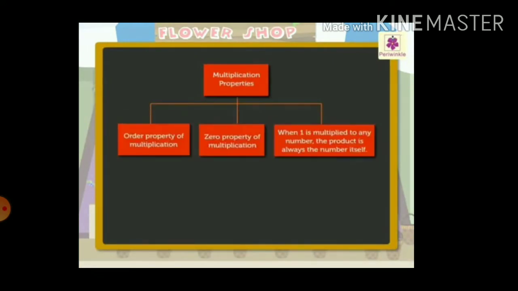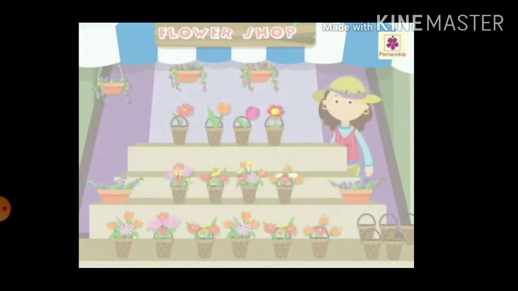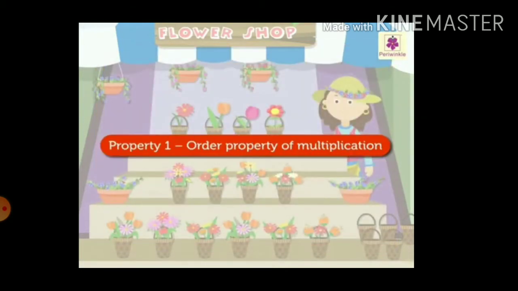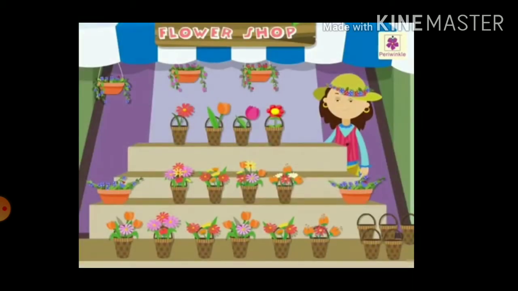There are 3 multiplication properties. They are: Property 1. Order property of multiplication. Let us take an example in Rosie's shop and check this property.